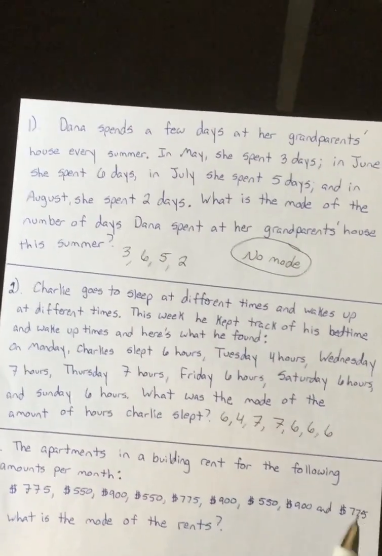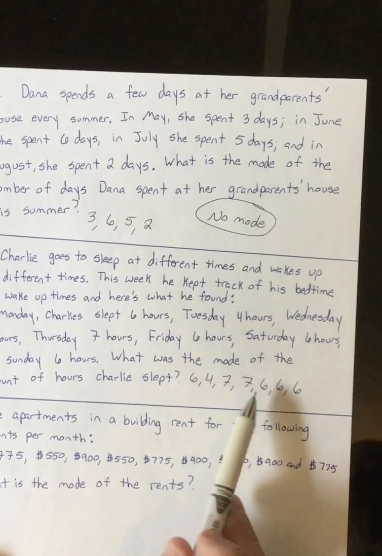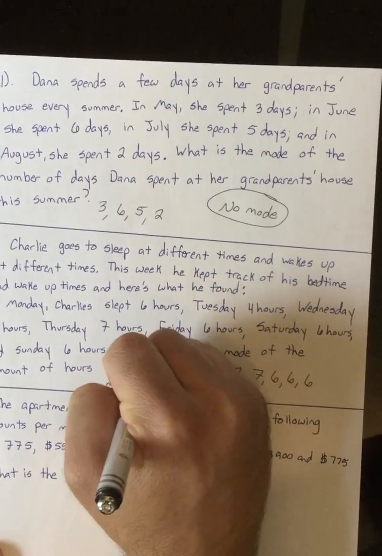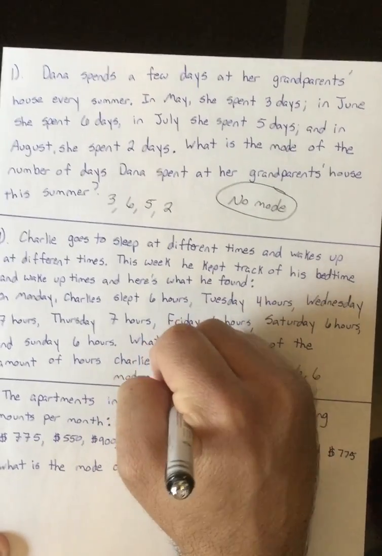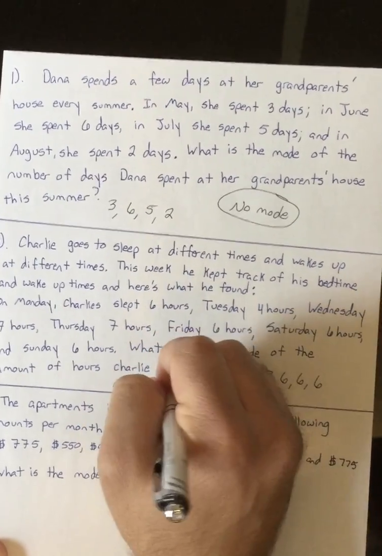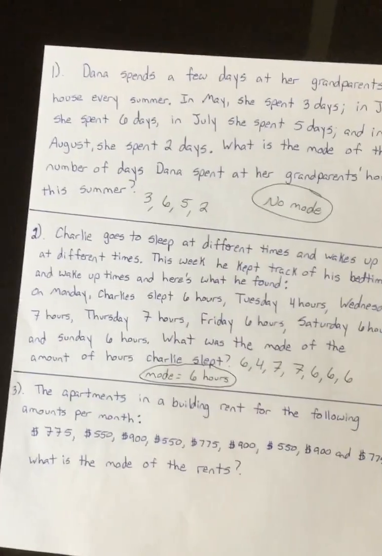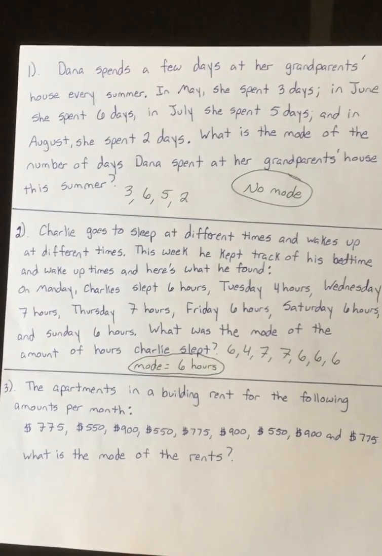Well, guys, what number repeats the most here? Well, the 6. It repeats 4 times. So your mode is 6, and you can put hours if you want. You don't have to. So the mode was he kept sleeping 6 hours most of the time.